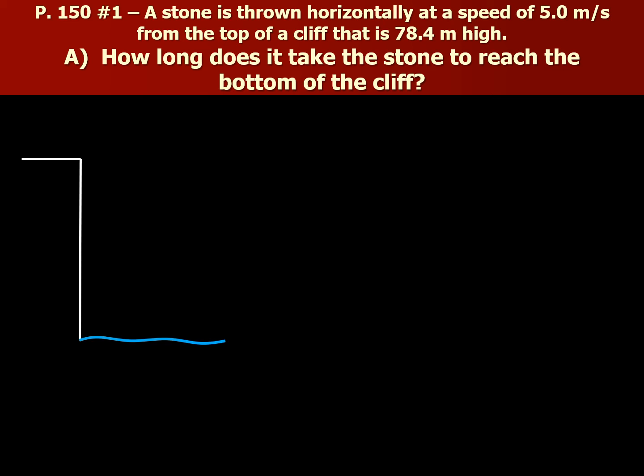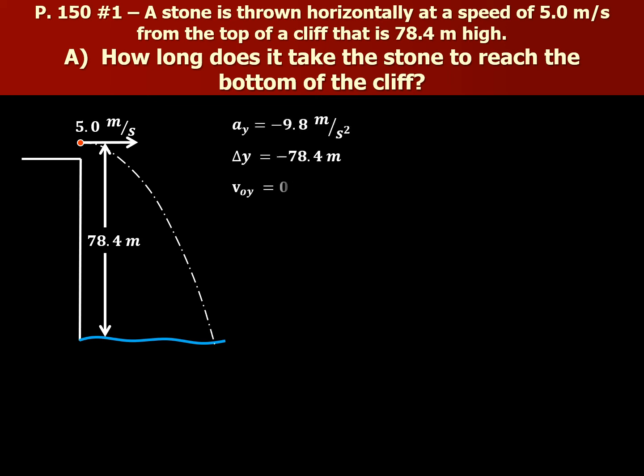It says a stone is thrown horizontally at a speed of 5.0 meters per second from the top of a cliff that is 78.4 meters high. So how long does it take for the stone to reach the bottom of the cliff? So here we have a stone 78.4 meters up, and we're going to throw it horizontally at 5 meters per second. It's going to make a nice little arc.